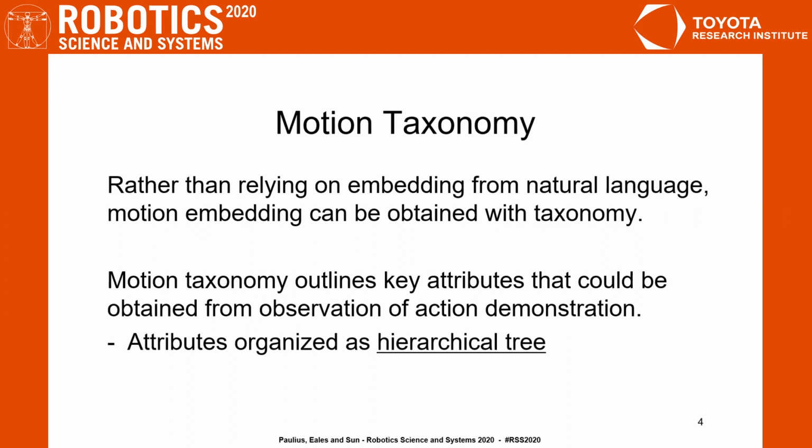Rather than relying on natural language, we propose that motion codes learned using our taxonomy are more suited to represent motions than word2vec embeddings, especially for motion recognition tasks. This taxonomy, which takes the form of a tree, describes essential properties of motion and the interaction between manipulated objects.